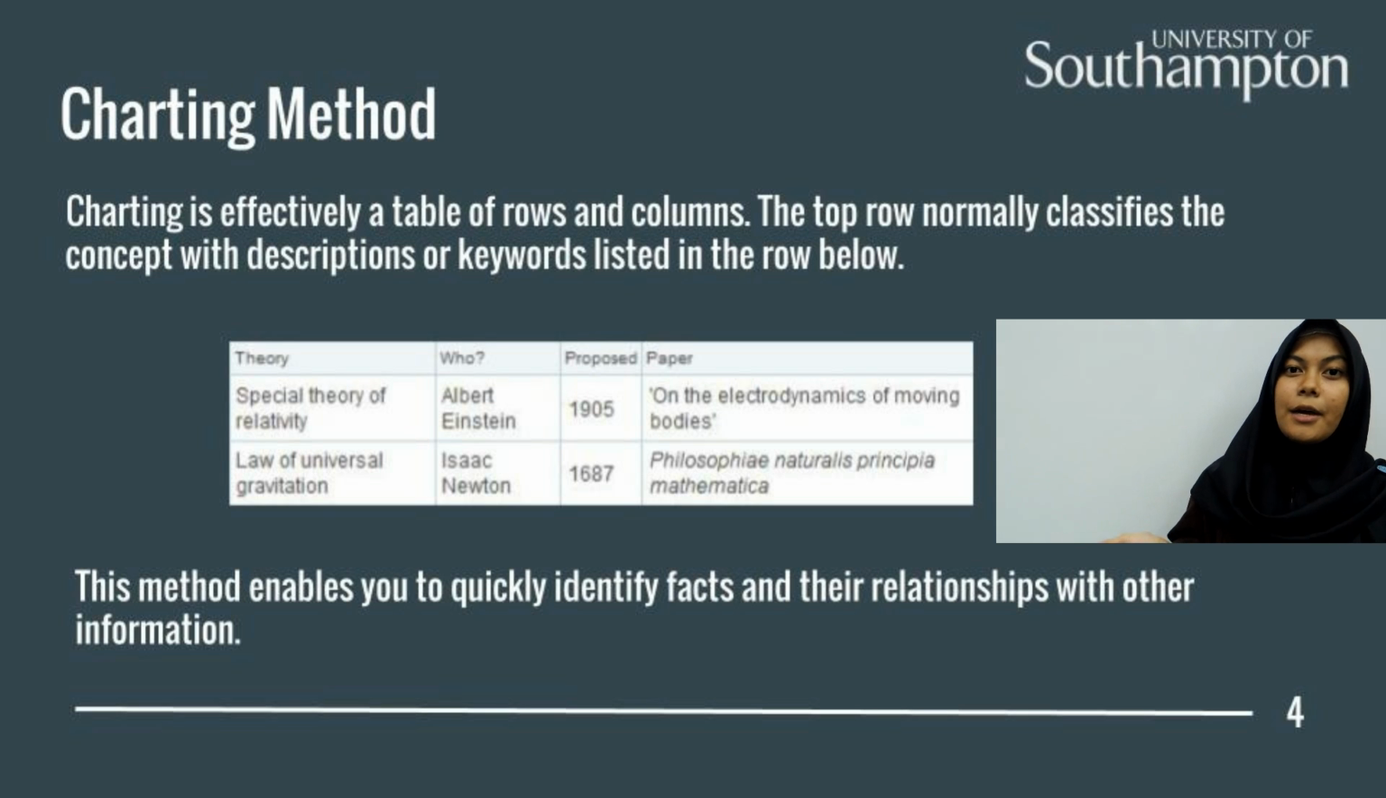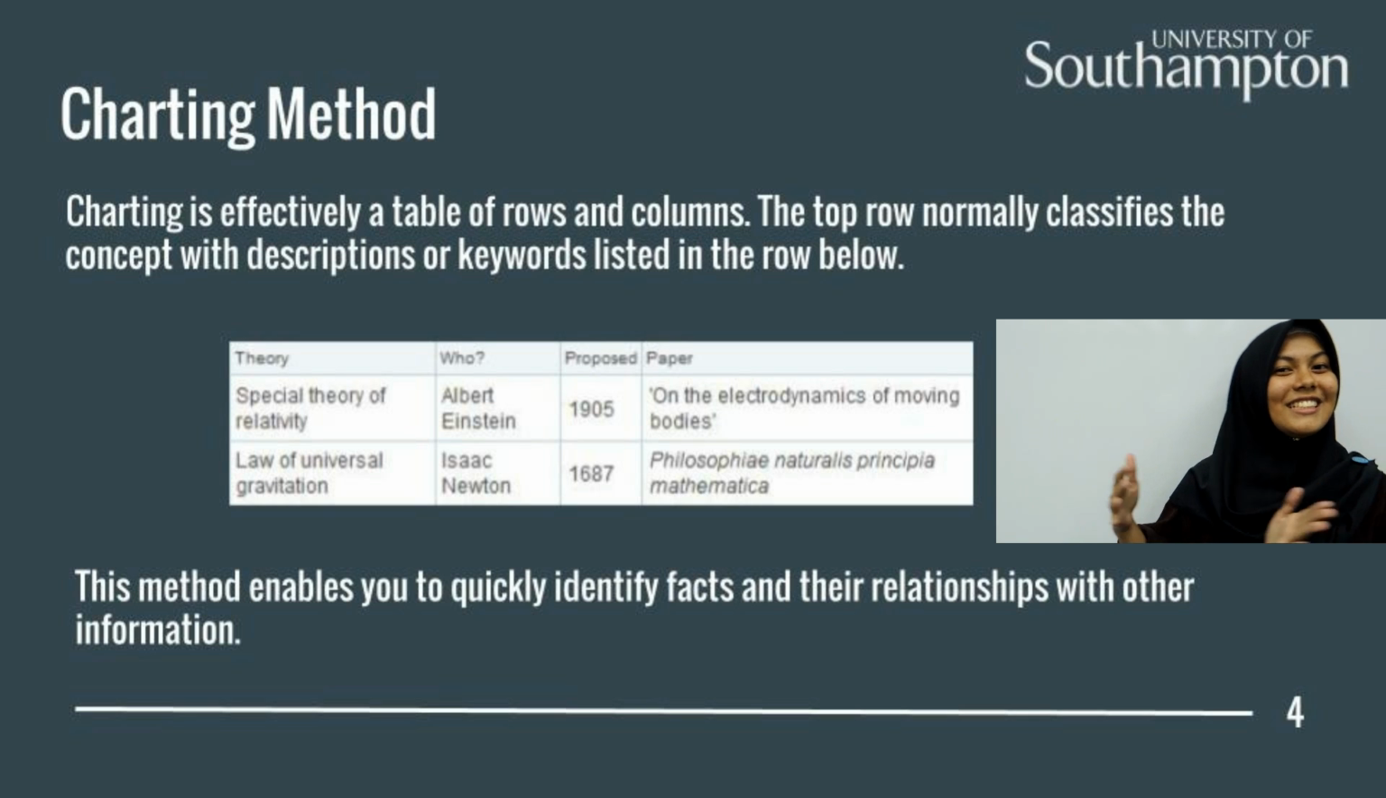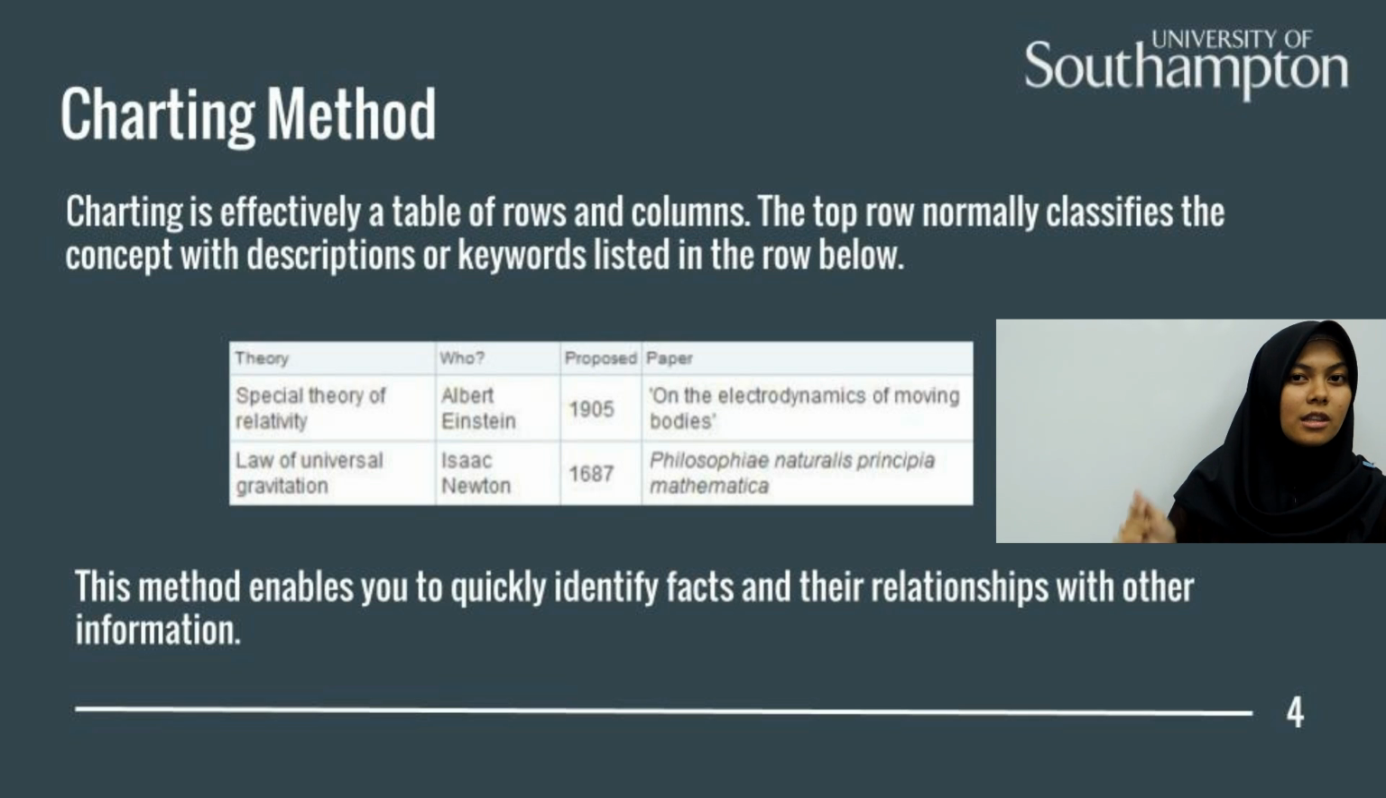For the example that we have here, the first column is the theory, and the theory here is the special theory of relativity. The next column states the person who stated this theory, Albert Einstein. The next column is the year it was proposed, and also the paper that he prepared. So we can quickly and easily recognize the relationship between them.